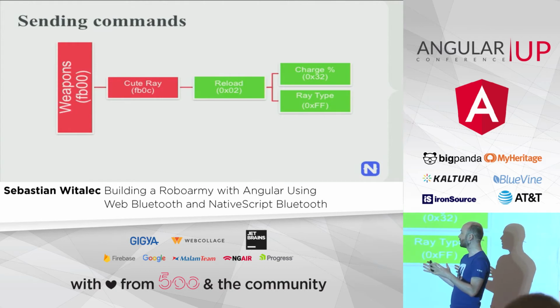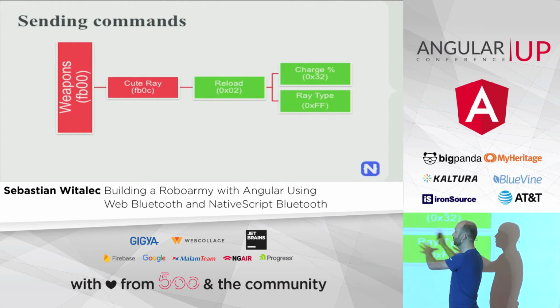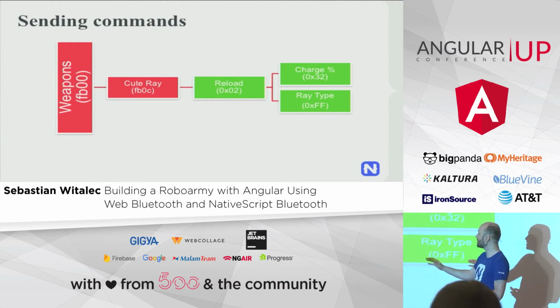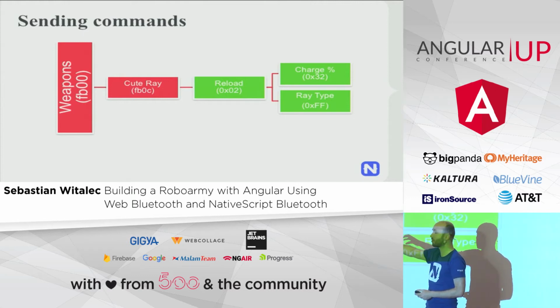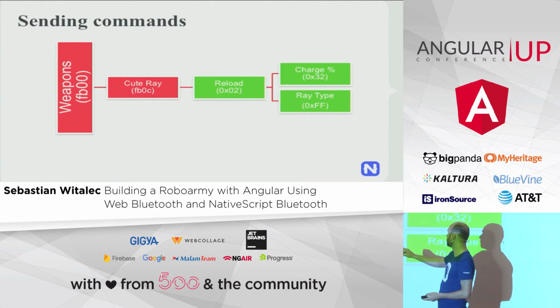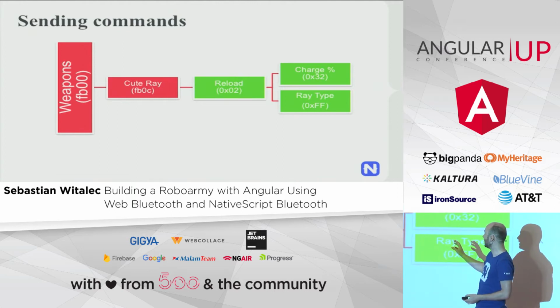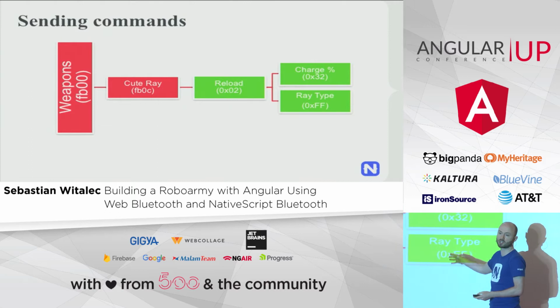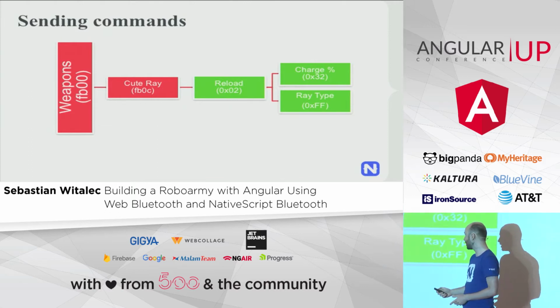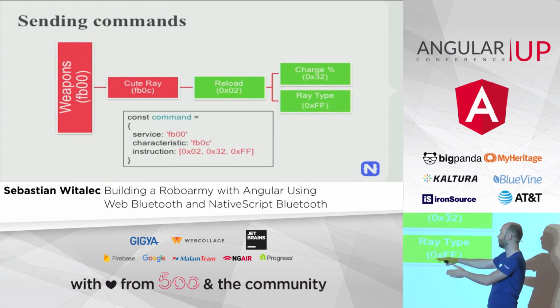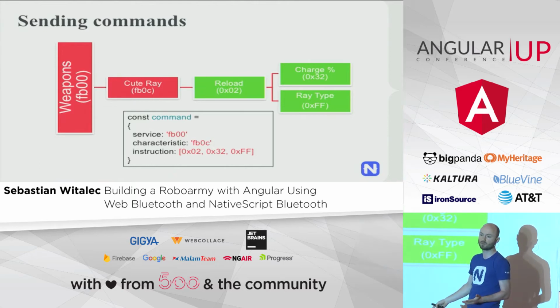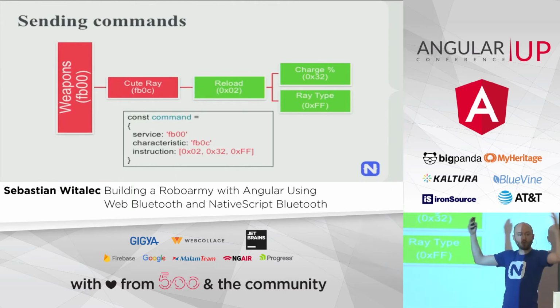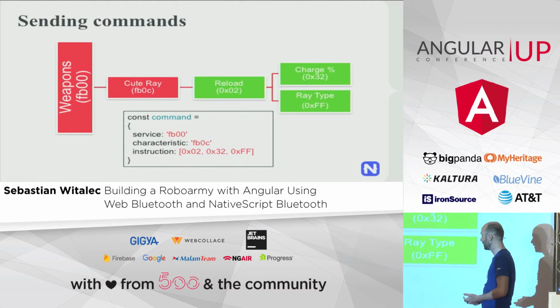So let's imagine we wanted to use the cute ray and we want to reload. We have to use the weapon service with the cute ray characteristic, and we'll have to pass in three values: an instruction for reload, how much of the charge, and what type of charge we want. This pretty much adapts to a command like this, where we provide service, characteristic, and instruction. So that's the overall theory of how the whole thing works.